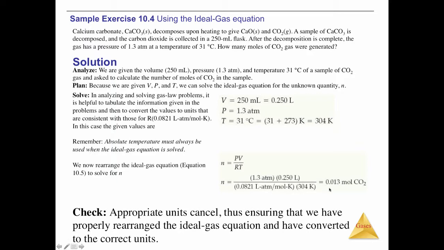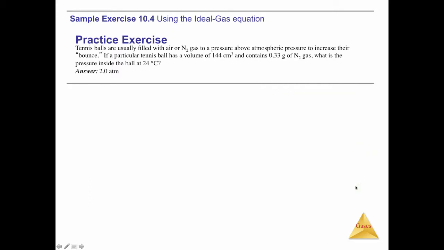So our final answer is using our ideal gas law constant, and again, the right units are very important here. So our R value, 0.0821 liter atmosphere per mole Kelvin. Notice that the volume is in liters, the pressure is in atmospheres, and the temperature is in Kelvin. Everything cancels except for moles. So units are extremely important. And we get an answer here of 0.013 moles of carbon dioxide. Please do the practice exercise.